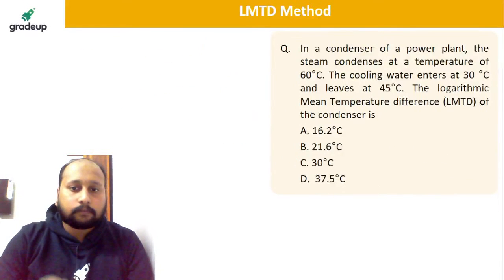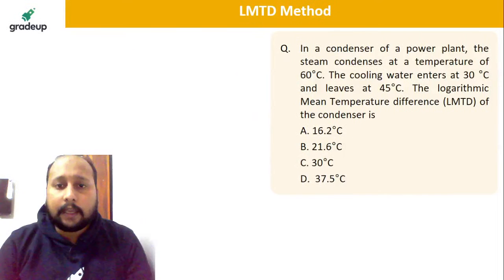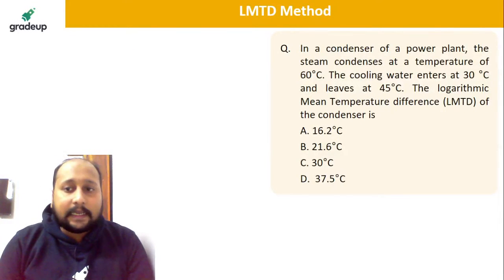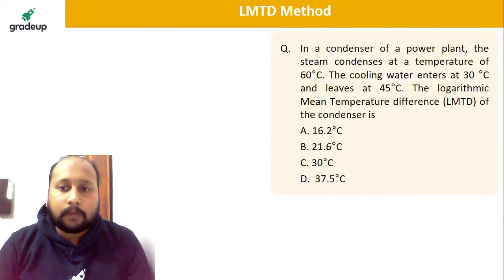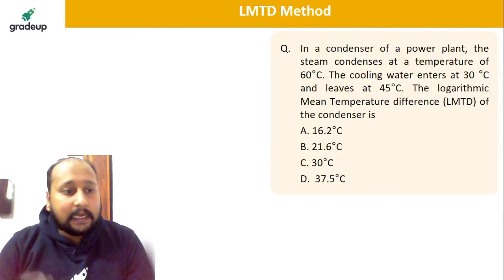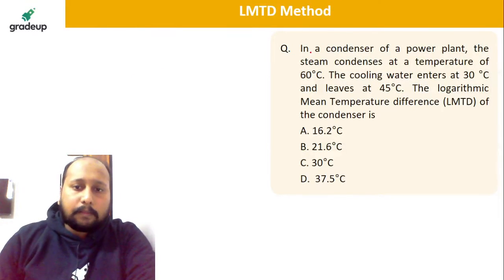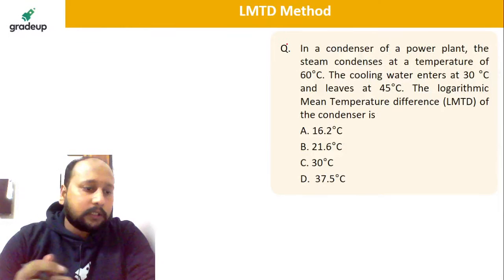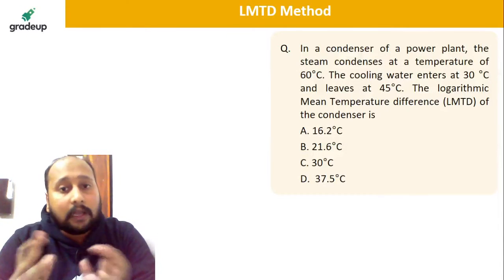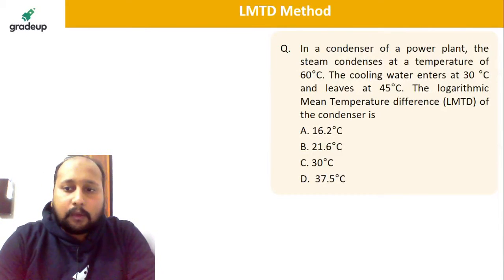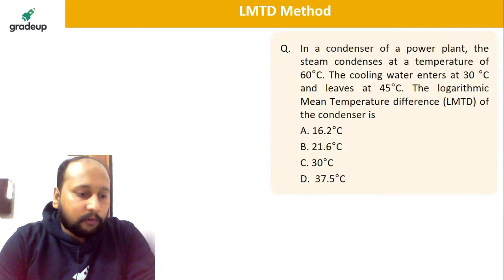Next question. In a condenser of a power plant, the steam condenses at a temperature of 60 degrees Celsius. The cooling water enters at 30 degrees and leaves at 45. Tell me what will be the logarithmic mean temperature difference, LMTD, of that condenser. Easy question, direct formula based. But in this question, if you observe, they have not stated whether it's a parallel flow or a counter flow. So what will be the type of flow? Parallel flow or counter flow? Or anything will give you the same result.